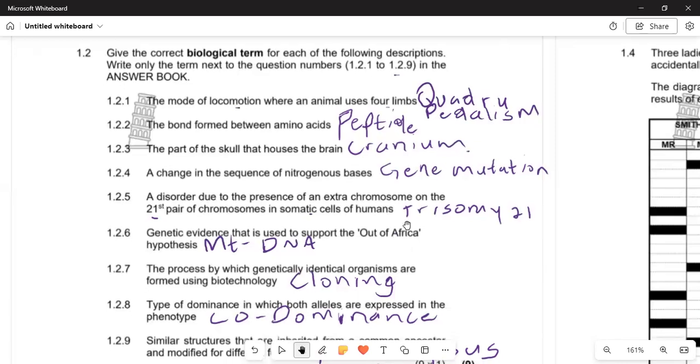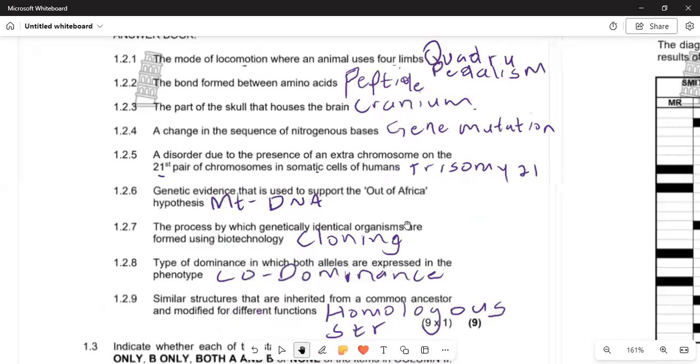Moving on again, in 1.2.9 we are saying similar structures that are inherited from a common ancestor and modified for different functions are homologous structures. It is homologous structures. And then moving on again, we see that there is another question that follows, and it needs our attention in this regard.